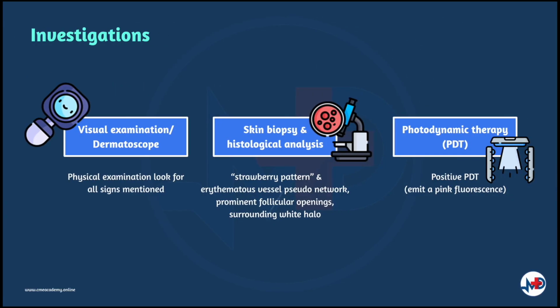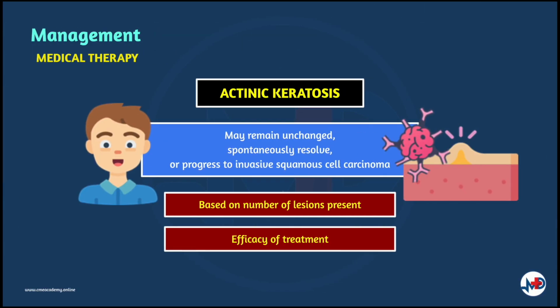Investigations of AK require careful physical exams to look for all the signs mentioned. Dermoscopy or biopsy of the lesion will reveal strawberry pattern, which is erythematous vessel pseudo-network with prominent follicular openings and surrounding white halo. With photodynamic diagnosis, it will be positive, which is represented by presence of pink fluorescence. AK may remain unchanged, spontaneously resolve or progress to invasive squamous cell carcinoma. Hence, the treatment is generally decided based on the number of lesions present and the efficacy of the treatment available.